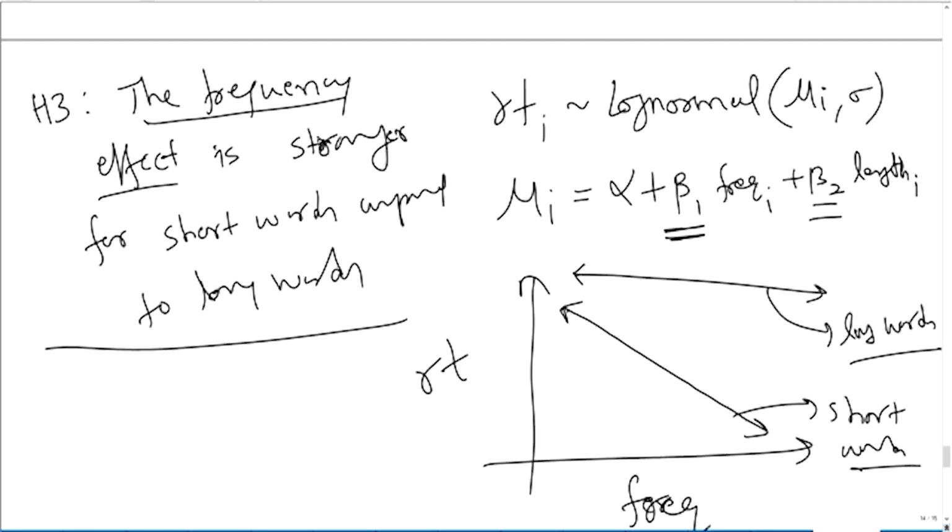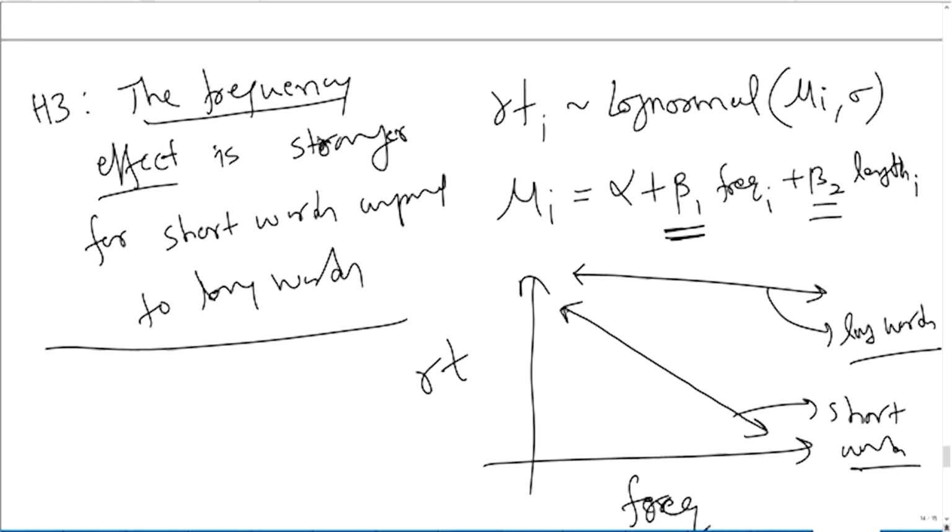This is what this hypothesis is saying, that frequency effect, which is represented by this line plot between frequency and RT, it's saying that frequency effect is stronger in shorter words compared to longer words. That means this relationship, which is basically represented by the slope, right? So, this slope is higher in shorter words compared to longer words, right? So, for shorter words, the recognition time would decrease sharply as frequency increases compared to longer words, where recognition time would decrease slowly as frequency increases, right?